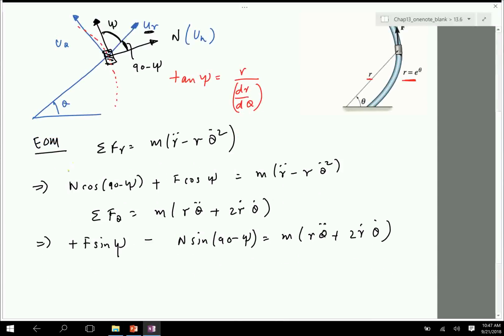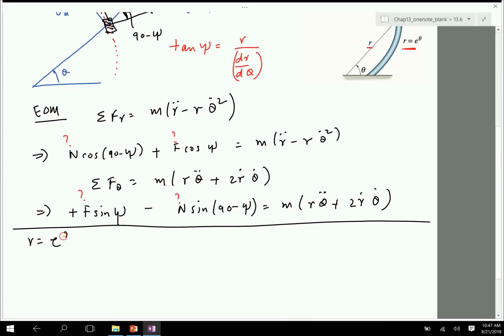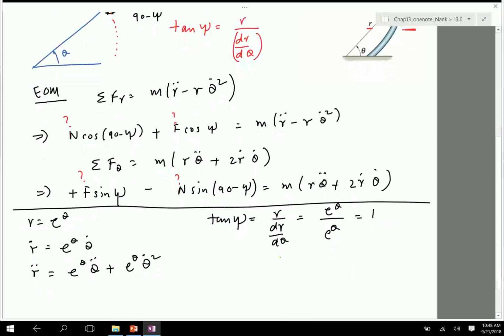Okay, so let's write the unknowns. They are N and F. I need to find everything else, and I can do that. So let's find it one at a time. r equals e raised to theta. So r dot equals e raised to theta times theta dot, and r double dot equals, when you have a product uv, you need to keep one constant, differentiate the second term. So e^theta theta double dot plus e^theta theta dot squared, right? And then for psi, that's simply r divided by dr d theta, which, r is e raised to theta. When you take the derivative of r with respect to theta, not t, but theta, it's going to be e raised to theta. So that is 1. So psi is 45 degrees.